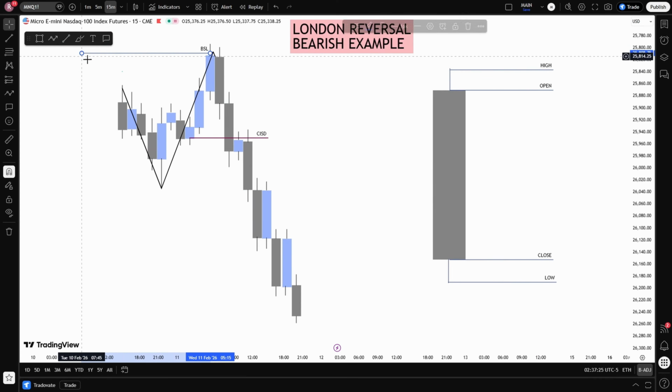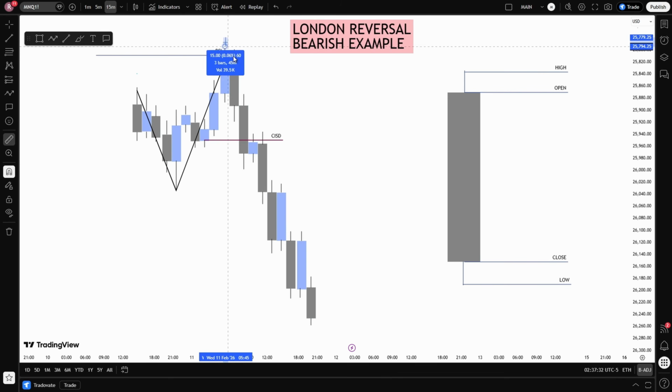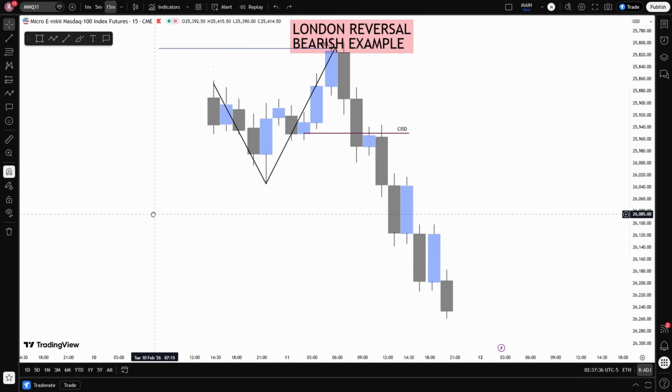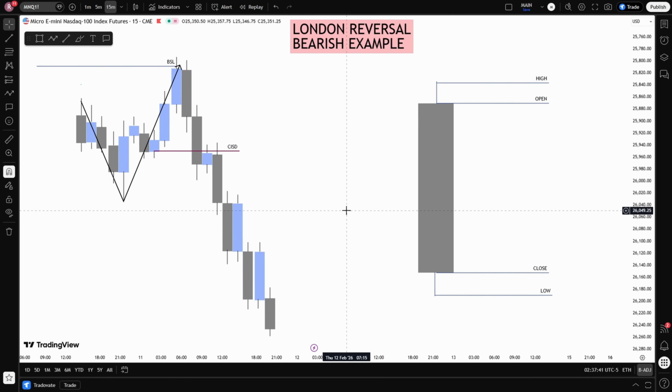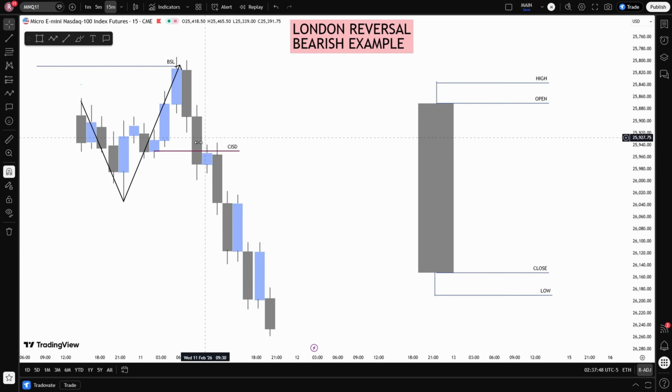After that high is formed, we want to see a shift. That could be a change in the state of delivery, a market structure shift, or even an inversion, however you personally define confirmation. The key point is that London runs liquidity to the upside and then shows signs of reversing. Once that London reversal is confirmed, New York comes in and continues the move to the downside. So the sequence here is London forms the high, shifts structure, and New York delivers the expansion lower.